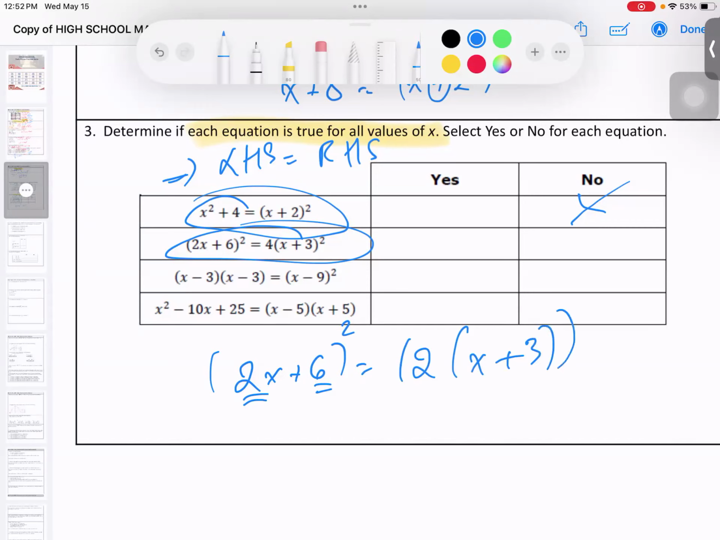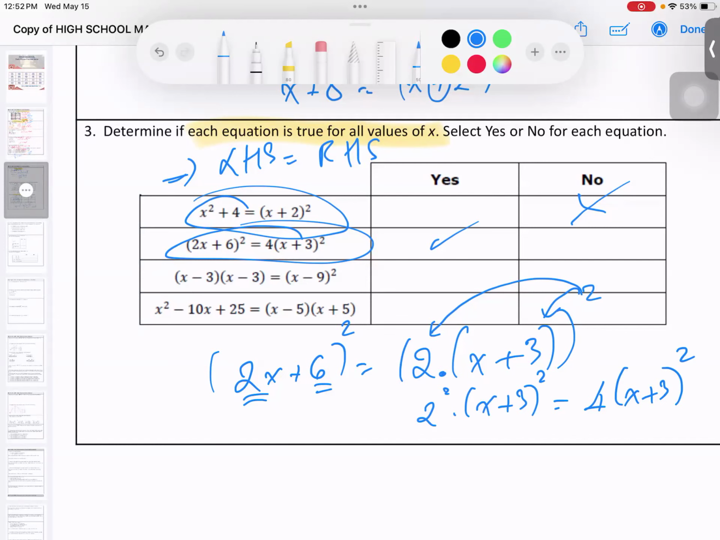Okay. Everything is still squared. Now, this is the multiplication right here. With multiplication, you can distribute the power. So I distribute the 2 here and the 2 here. Eventually I have 2 squared times (x plus 3) squared. 2 squared is 4. So the answer is yes.